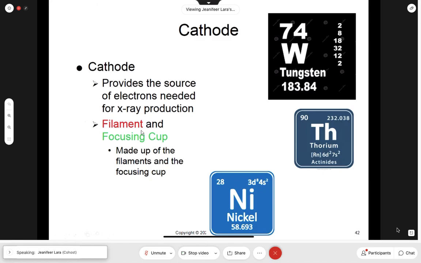The filament is our actual source of electrons. The filament is where we're going to get our electrons. It's kind of like the supermarket. I want electrons, I've got to go to the filament. The filament is the electron source. And the focusing cup houses the filament. The filament sits in the focusing cup.